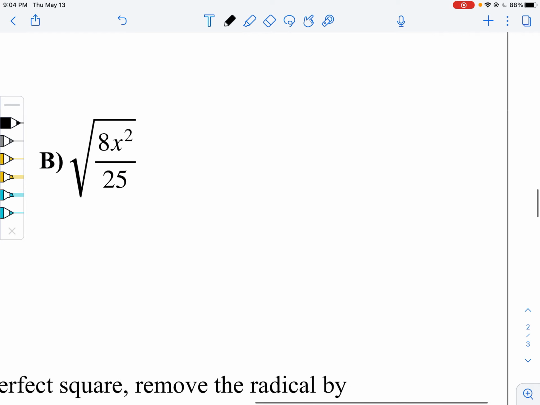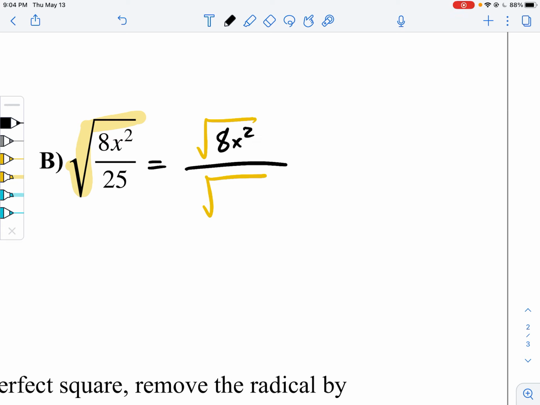Aw. Oh, this one is not nearly as nice, but we can still simplify it. Okay, so we need to take this radical symbol, and we need to put him top and bottom on our fraction. Square root of 8x squared over the square root of 25. Well, the square root of 25 is cute. It's 5. Aw, so cute. Up top, we need to split this guy up. That's the square root of 8 times the square root of x squared.